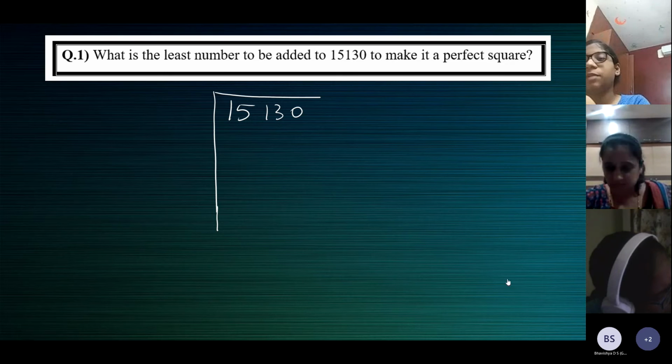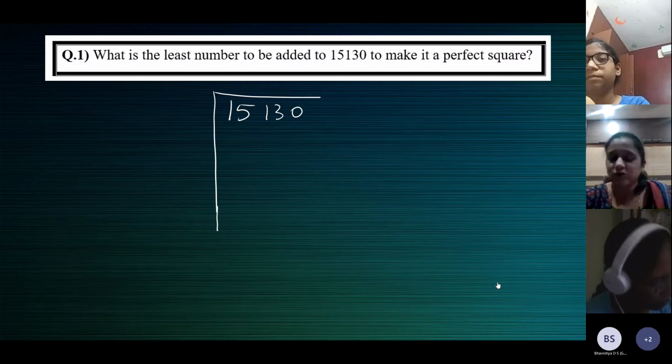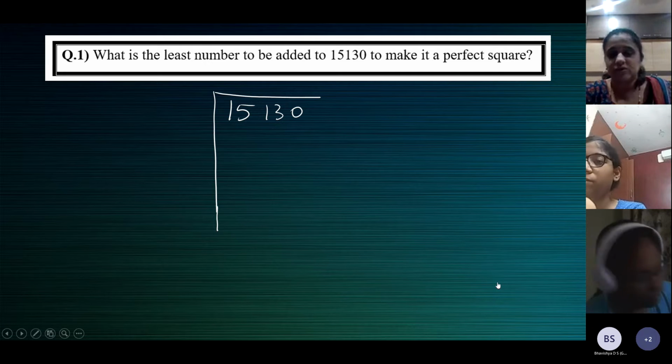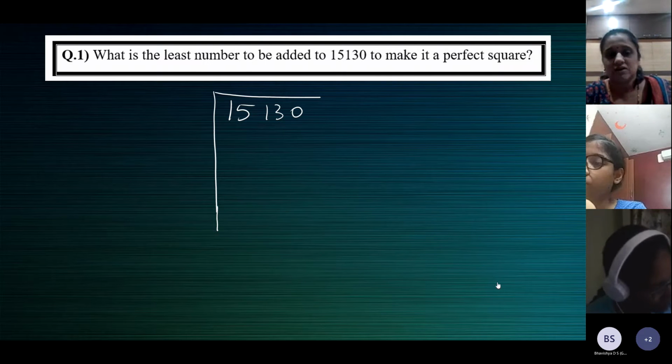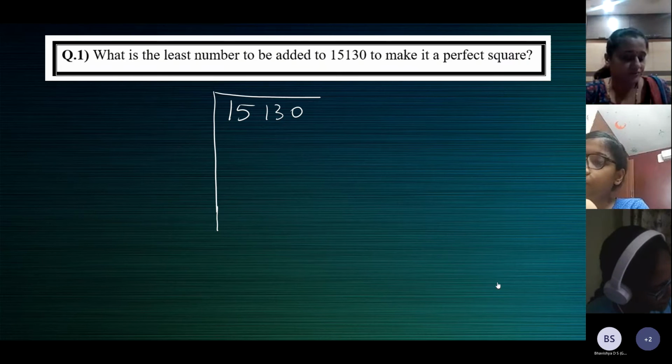Ma'am, should we keep the decimal point or can we stop? No, good question. No, you just use only these digits. You don't have to add zeros after the decimal point.